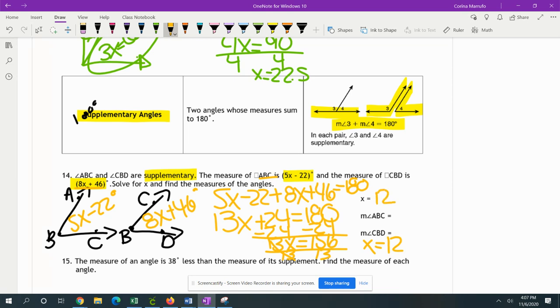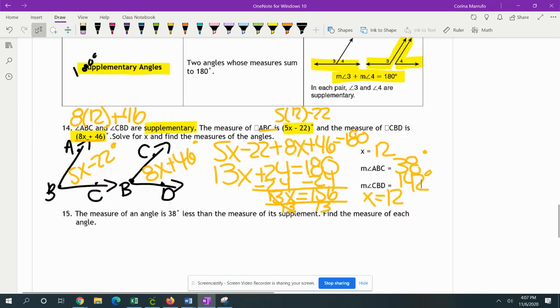All right, so then I'm going to go ahead and plug in the 12. So here 5 times 12 is 60 minus 22 gives us 38. So ABC is equal to 38. Then CBD, we're going to go ahead and plug it in. CBD over here is 8, x is 12, so 8 times 12 is 96 plus 46 gives us 142 degrees.